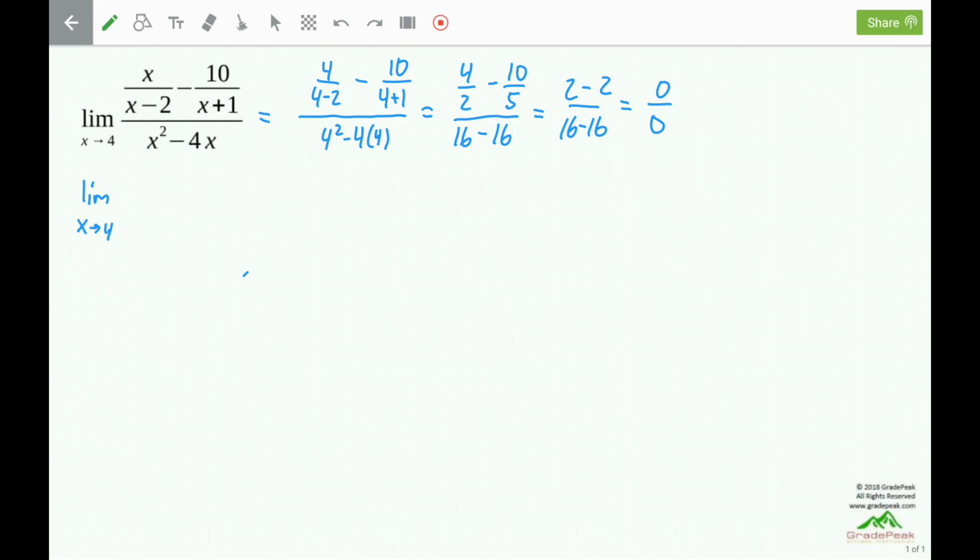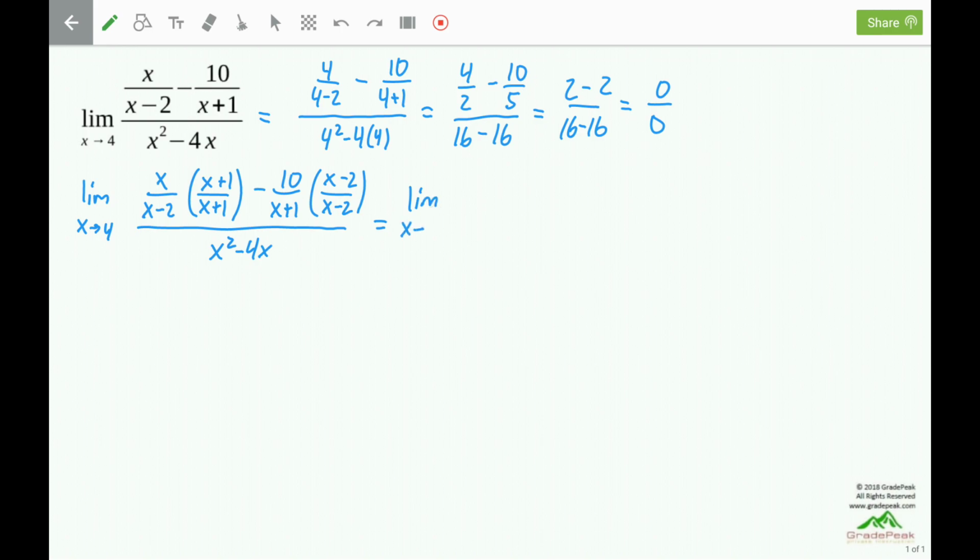So limit as x goes to 4 of x over x minus 2. We're going to multiply that by x plus 1 over x plus 1. And then minus 10 over x plus 1, we're going to multiply that by x minus 2 over x minus 2. And then we'll have that entire thing over x squared minus 4x. We're not going to do anything with that just yet, since it is not a fraction. So limit as x goes to 4.